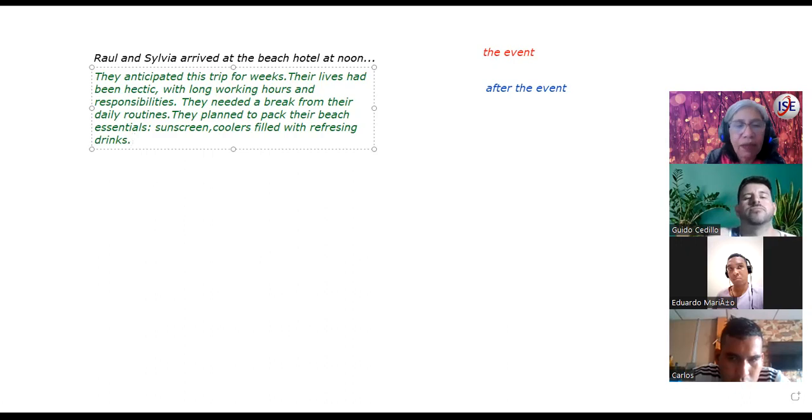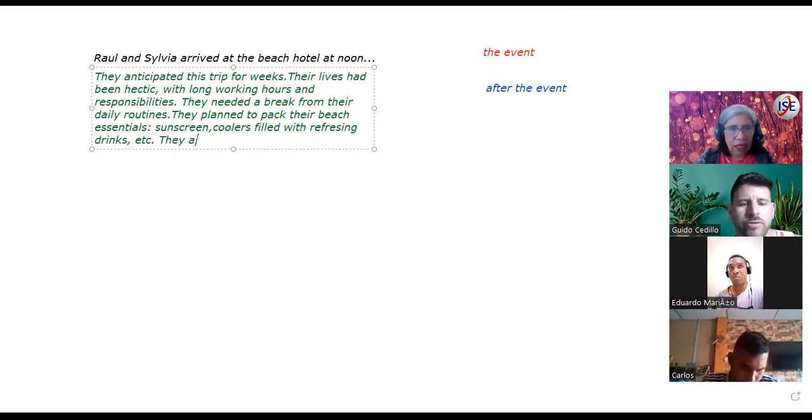Okay, we know that they wanted to travel. Remember, this is before. Their life had been hectic, they had been very busy, they needed a break, they planned to pack their beach essentials, sunscreen, coolers filled with refreshing drinks, etc. We add the etc. as there are many things you can pack for a trip to the beach. Check the weather forecast. Good weather for a perfect day.